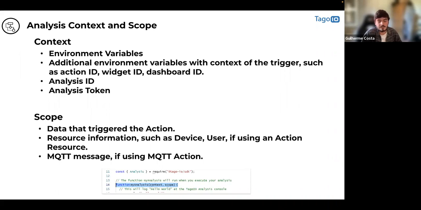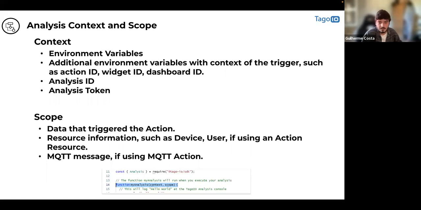Let's say your analysis has been triggered by an action, then you will receive the uplink from that action, the condition that was triggered by the action. Let's say you set the action to listen for a condition like temperature greater than 30. If your device sends 31, then that uplink containing the 31 reading will be sent to your analysis, will trigger your analysis and send that on the scope. So you can get that information and manipulate it somehow.